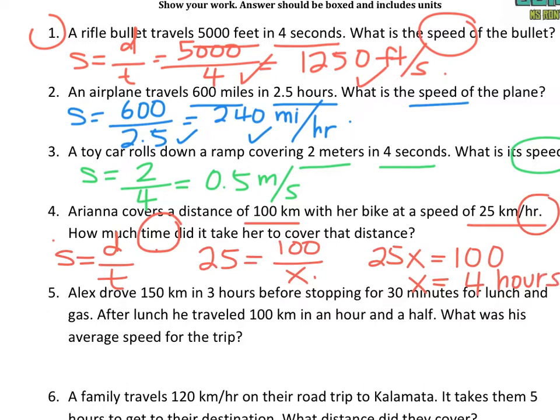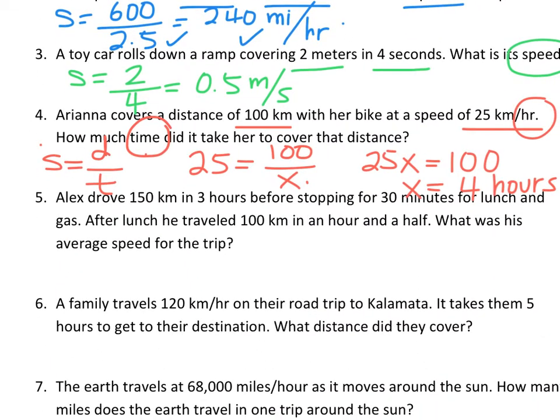Okay. Now, if you're having trouble with the algebra here to solve for x, you can just pop me an email, and I can go over that with you if we can meet during a Google Hangout or a Google Meet. Okay. Number 5, Alex drove 150 kilometers in 3 hours. He stopped for 30 minutes for lunch and gas. After lunch, he traveled another 100 kilometers in an hour and a half. So what was his average speed?